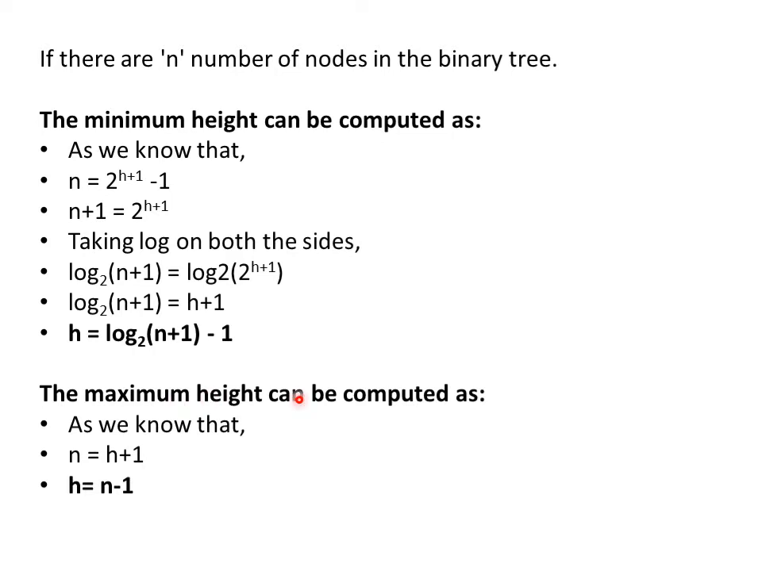Then if I want to take the maximum height, then n equals h plus 1. Then keeping h here, if I move 1 here, then h equals n minus 1. This is the maximum height that can be computed.